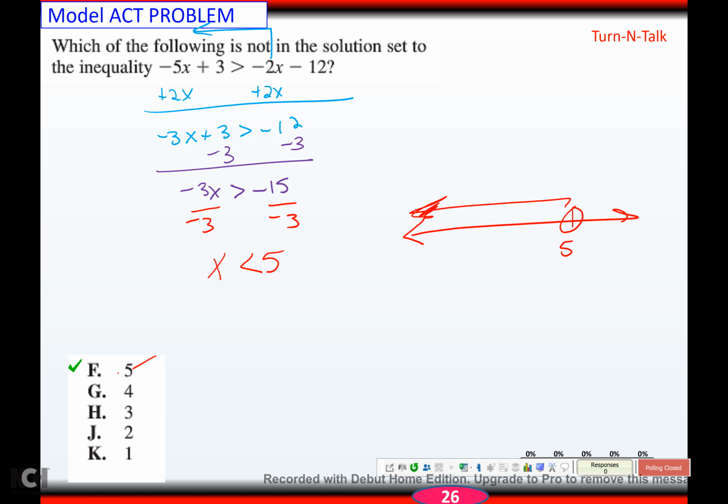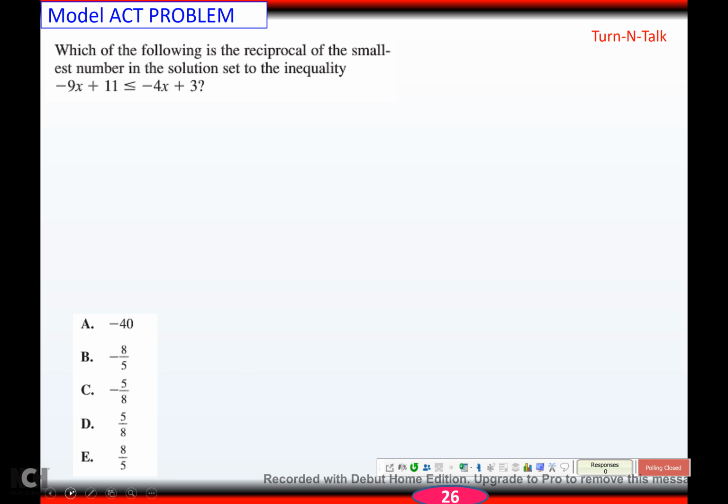So 5 is not included. I just said I can't include 5. So that one is not in the solution set. Check the rest. If these are less than 5, which they are, those are solutions. Those are solutions. 5 is not included, so it is not. Okay, try this one. Hit pause. Come back when you're ready.